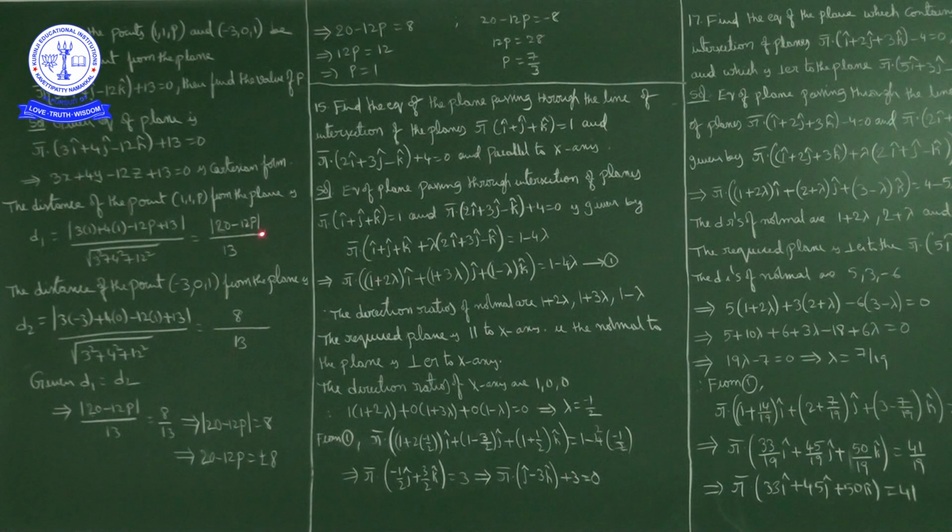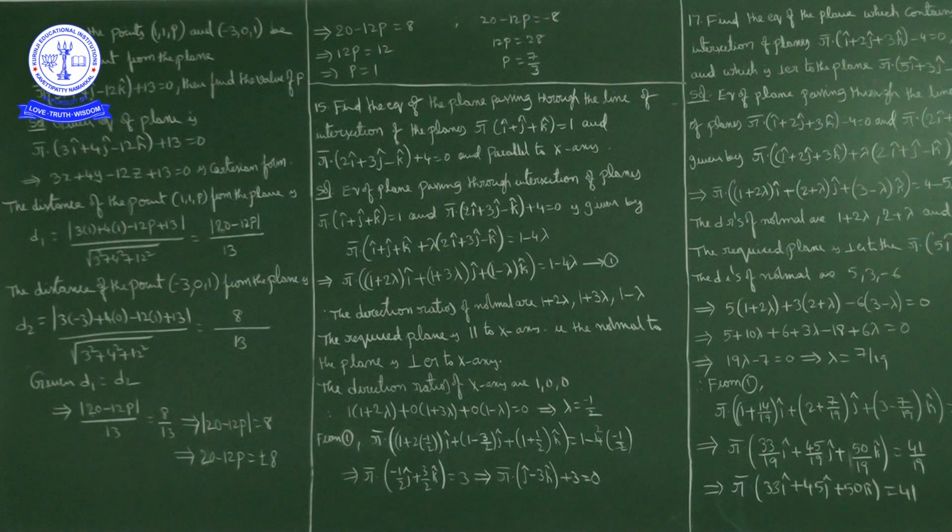So d1, what we got? Modulus of 20 minus 12p by 13, and d2, what we got? 8 by 13. What is given? d1 is equal to d2. Now d1 is equal to d2 means modulus of 20 minus 12p by 13 is equal to 8 by 13. Both sides 13 cancel. So what we have? Modulus of 20 minus 12p is equal to 8.